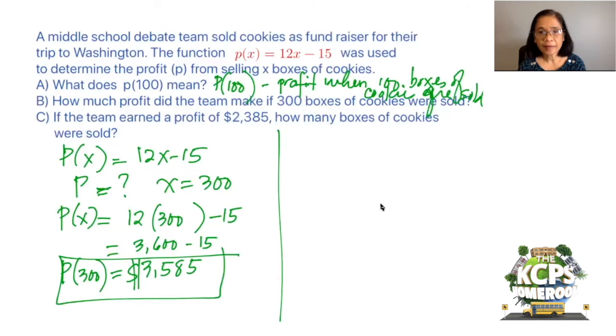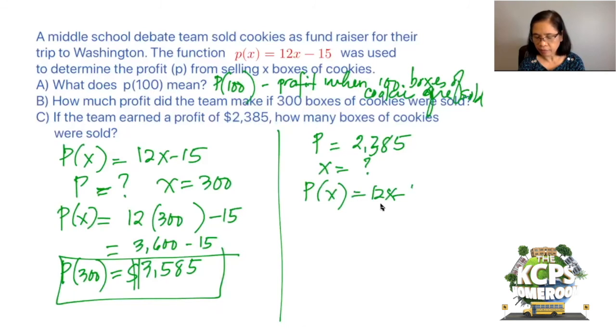In letter C, we're given that the team earned a profit of $2,385. So we're already given the profit, 2,385. This time we are asked for the number of boxes of cookies that were sold. So what is x? Our profit function is P of x equals 12x minus 15. So when the profit is 2,385, we are asked for x.